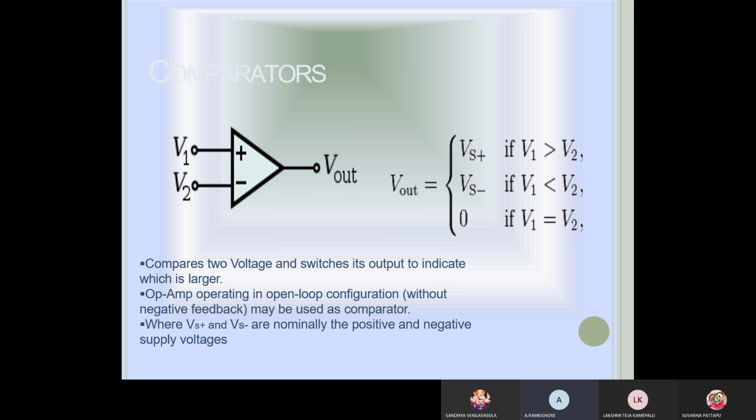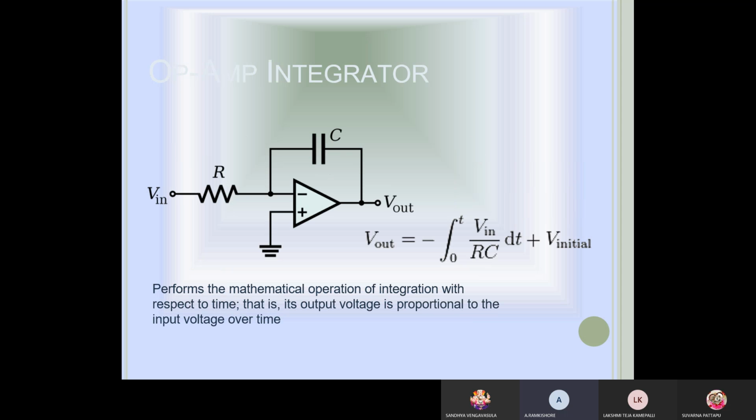So this is about the comparator operation. Next, the integrator. The op amp can also be used as an integrator and differentiator. In the case of an integrator, we have to use a capacitor in the feedback. In the case of the differentiator, we use the capacitor in series with the feedback resistor. Whenever we exchange these components, it acts as an integrator or a differentiator.